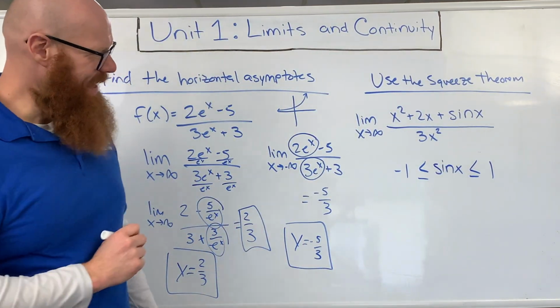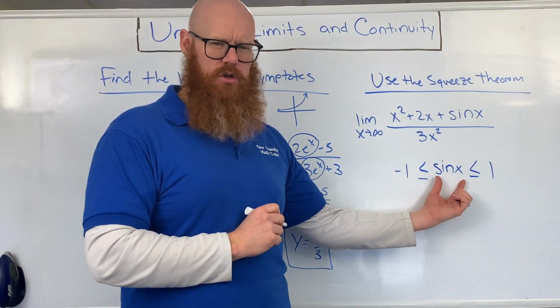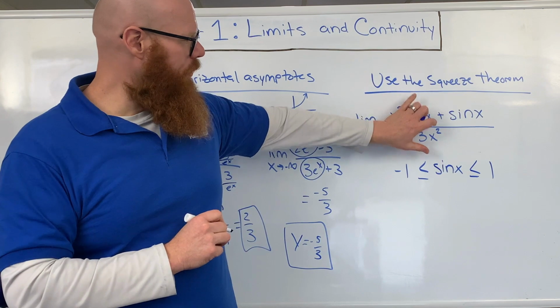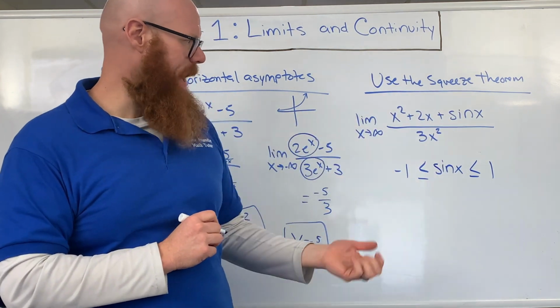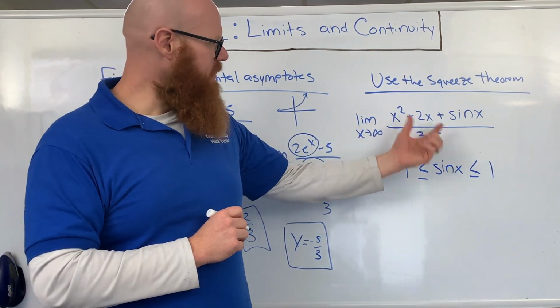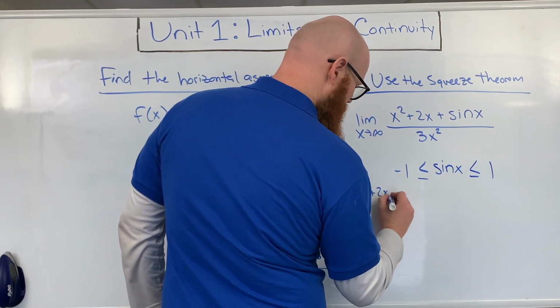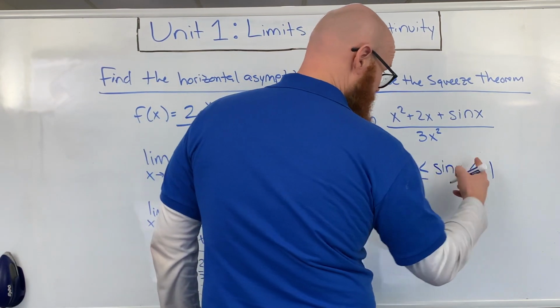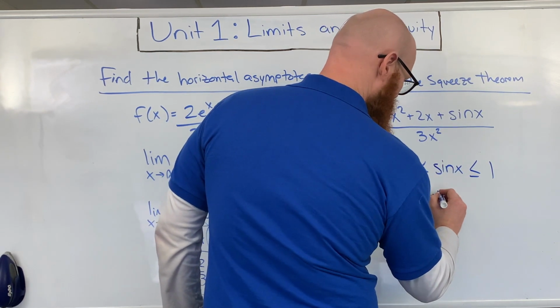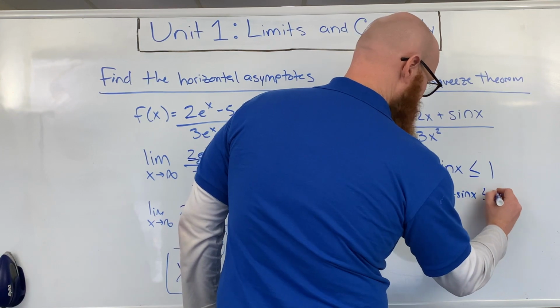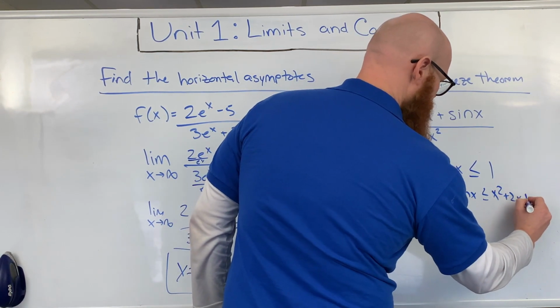All right. That is just something that we should remember from trig. That's always true. And what I want to do is build this function from here just using some algebra. So I'm going to add x squared plus 2x to all three sides. So x squared plus 2x minus 1, x squared plus 2x plus sine x, and then x squared plus 2x plus 1.